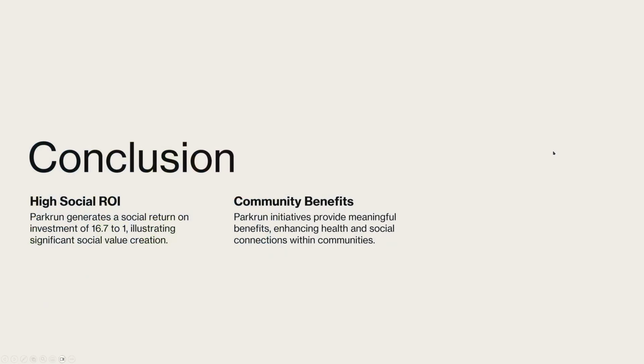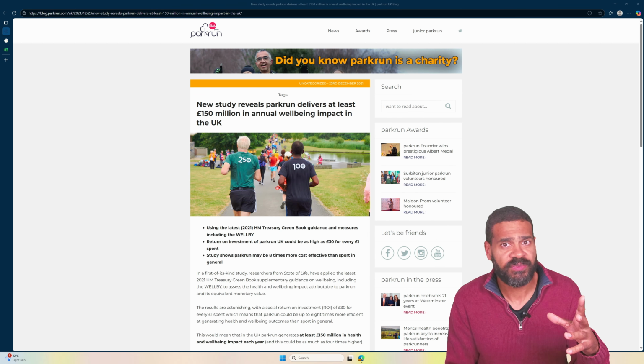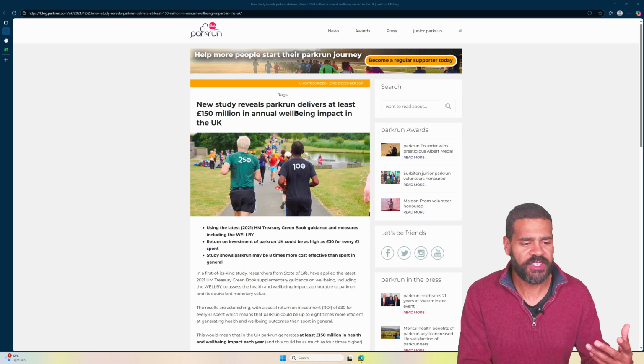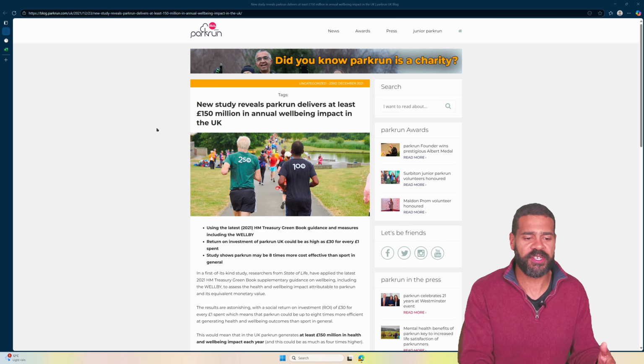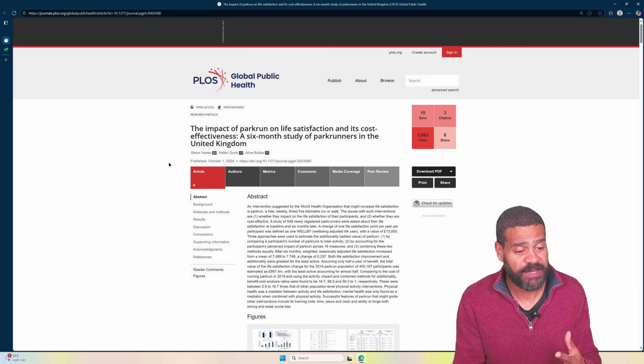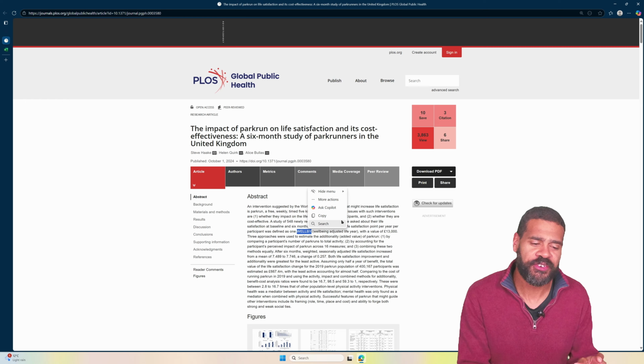I might put this as a PDF and attach it somewhere so you can have a look if you really want to. In terms of the interesting parts, this is the sort of thing that we're looking at. Recently parkrun put this out. It's from 2021, saying that the Treasury are coming back and saying it's maybe £30 for every pound. We've then had another study that came out in 2024, so about a year old, saying it's £16.70. Both reference the same wellbeing-adjusted life year metric that they're presenting.